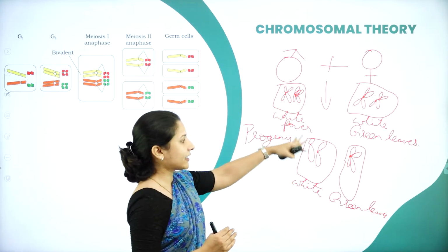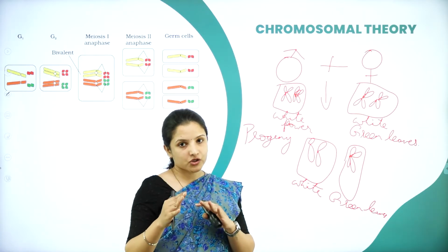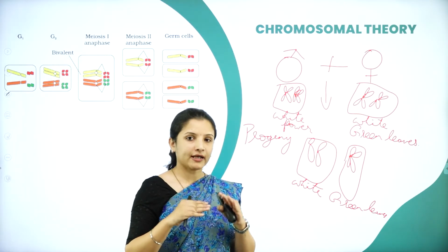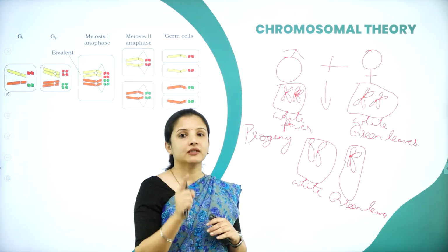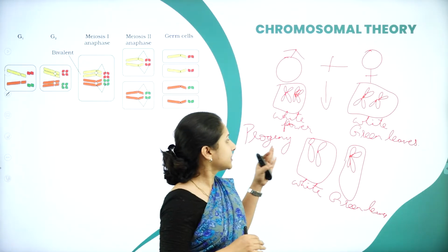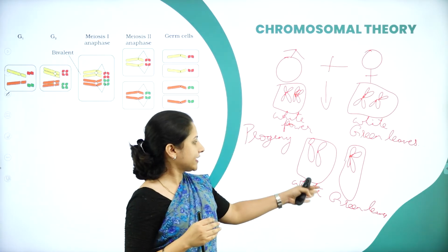Here the characters are separated. They are carried as they are to the progeny, and all the characters will get expressed in the progeny depending on whether they are dominant or recessive. So each character will get expressed separately.